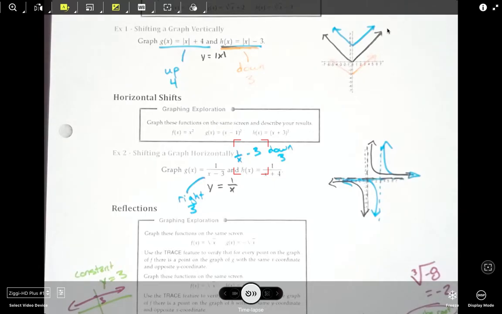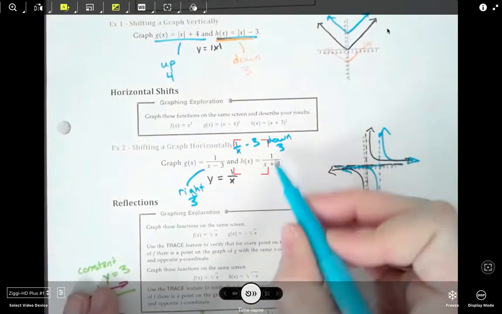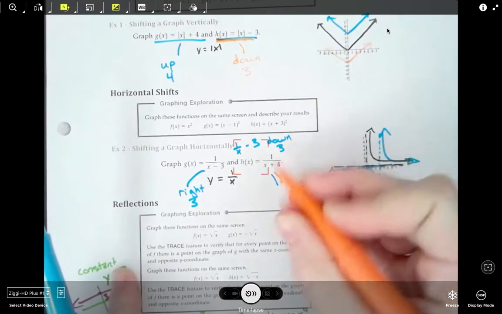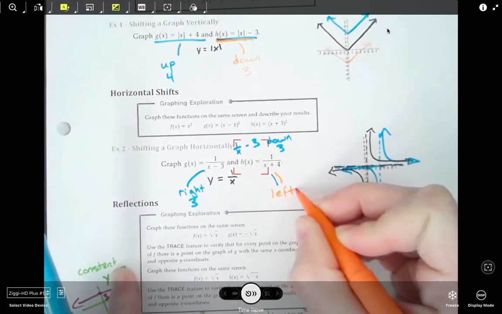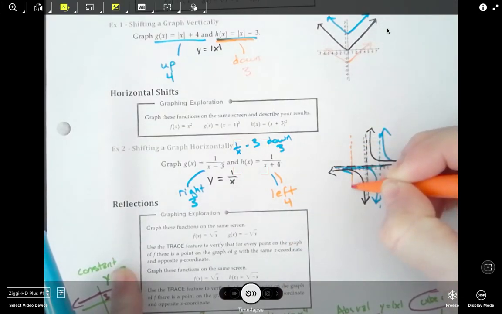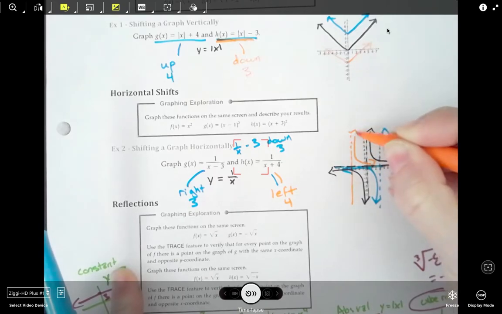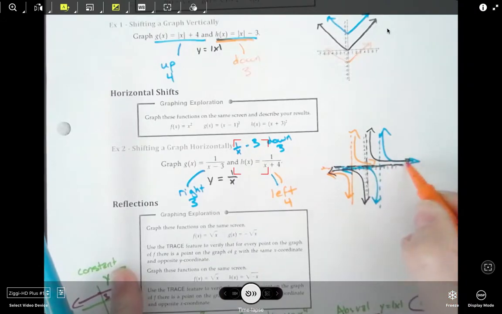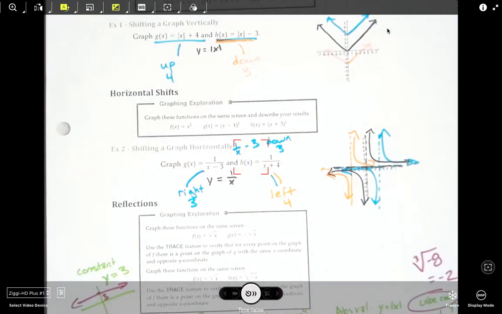Same thing for the second one. What's he doing? Left 4. So I'm moving my vertical asymptote to the left, and he looks like this, and he looks like this. My horizontal asymptote stays in the middle. So my horizontal asymptote does not move if you move him left and right. Does that make sense?